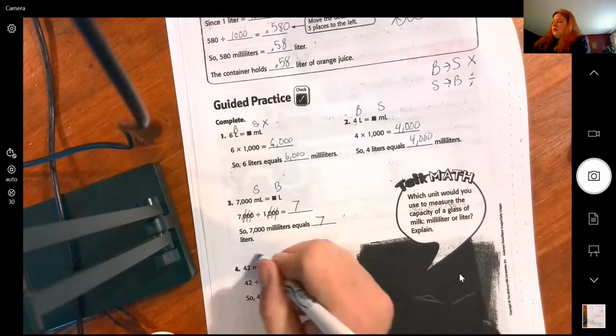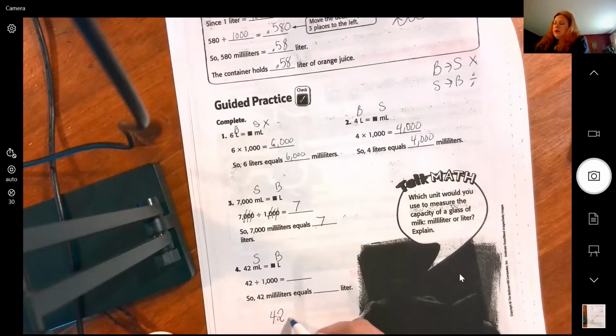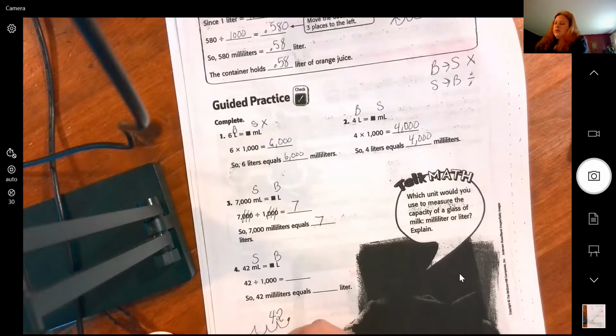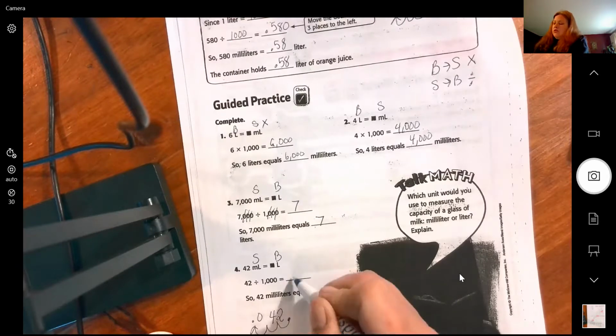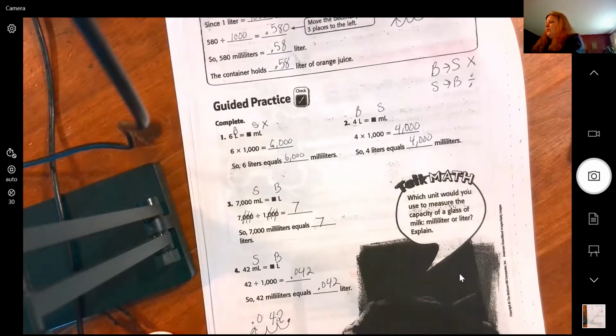Milli to liter, small to big, so we need to divide. Uh-oh, this one doesn't have zeros. What do I do? This decimal is hiding behind the number. Divided by 10, divide by 100, divide by 1,000, and add your 0. This should be starting to get really, really automatic.